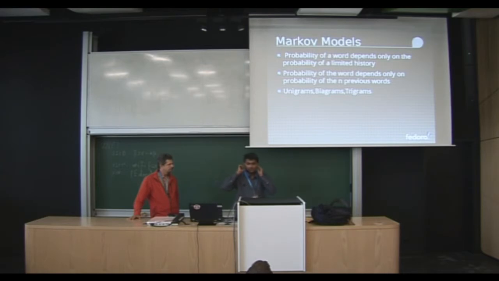There is one more theory behind it. All these things are typically mathematical, so I'm trying to present them in as simple a way as I can. Please be patient with me. Markov models are nothing but this: the probability of a word depends on the probability of the n previous words. That is the basic principle behind the probabilities.